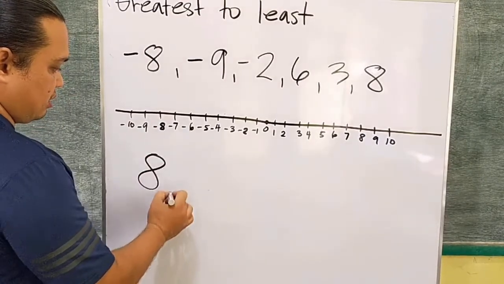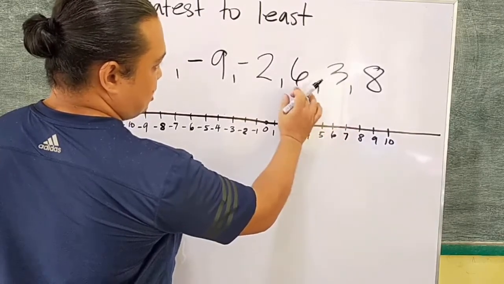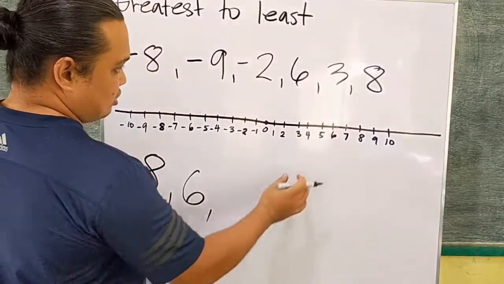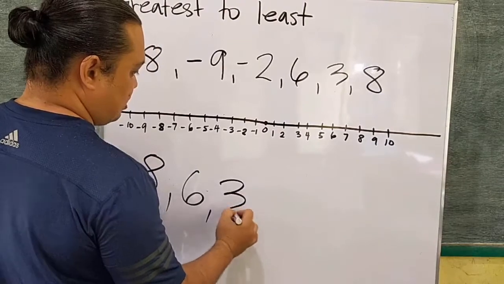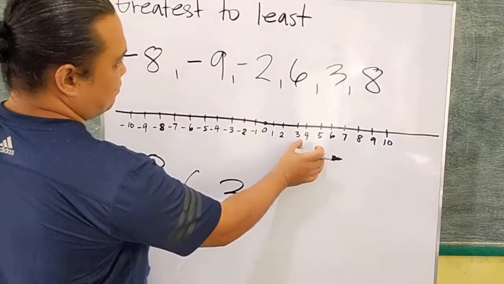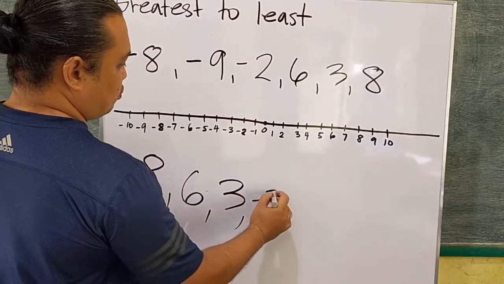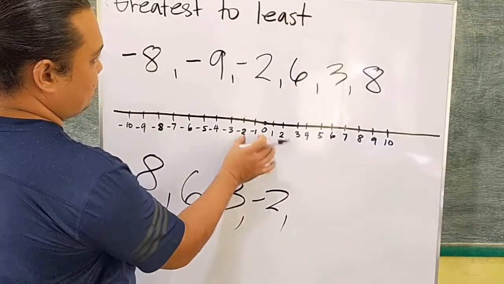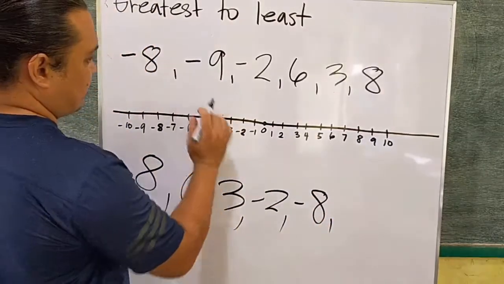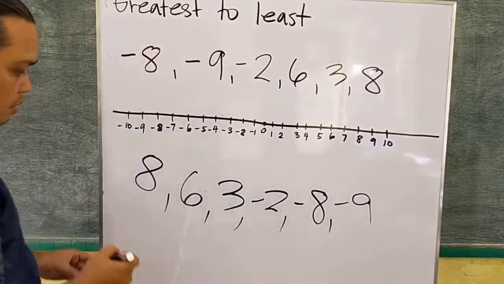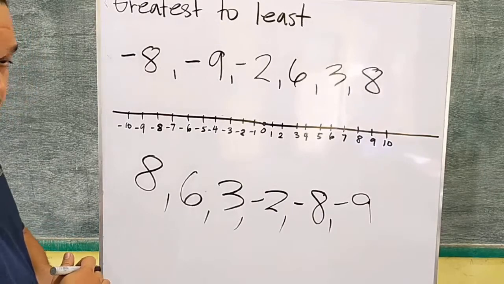Next to 8, what number? That is positive 6. Next to 6, that's 3. Next to 3, going to the left, that's negative 2. After negative 2, we have negative 8. And lastly, that's negative 9. So we have arranged the set of integers from greatest to least.